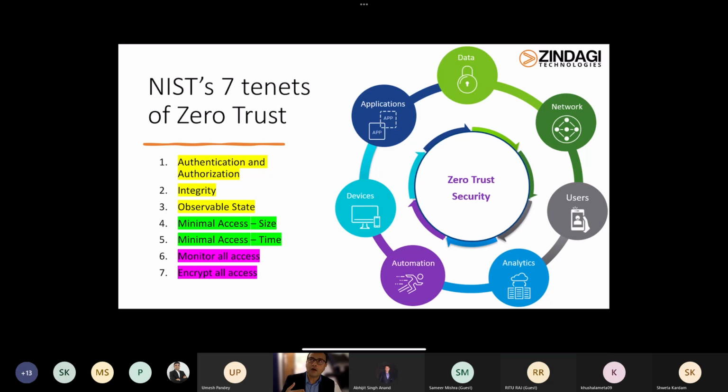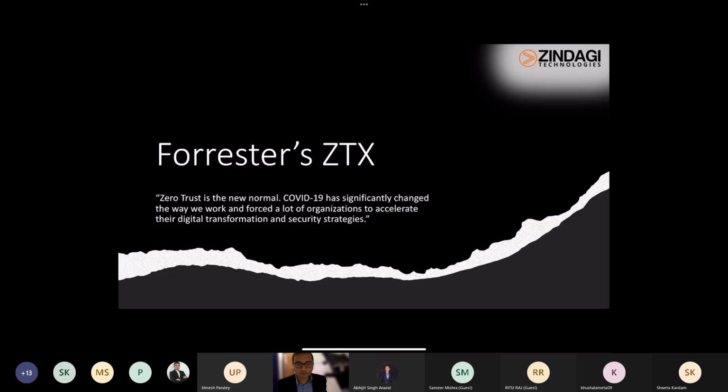They're collecting data about the overall security posture and dynamically changing the posture the moment they see something wrong that's happening, right? And this is applicable all across. It's applicable to your data, your networks, your users, analytics, automation, and appliances, right? So that's what the NIST architecture is all about.